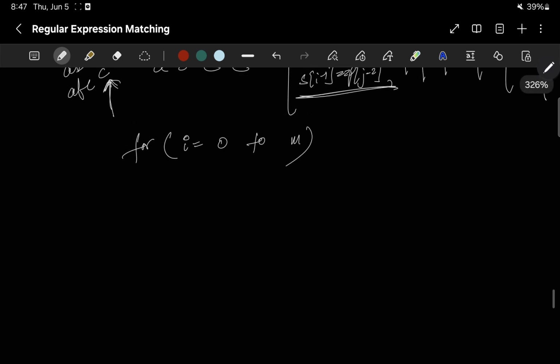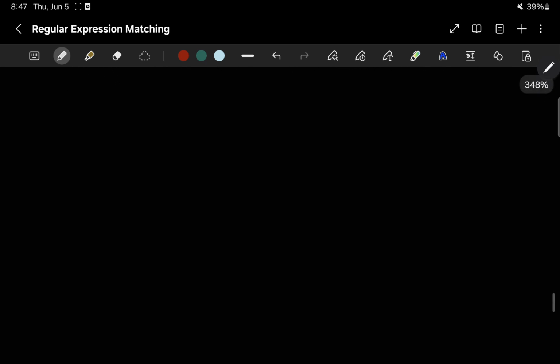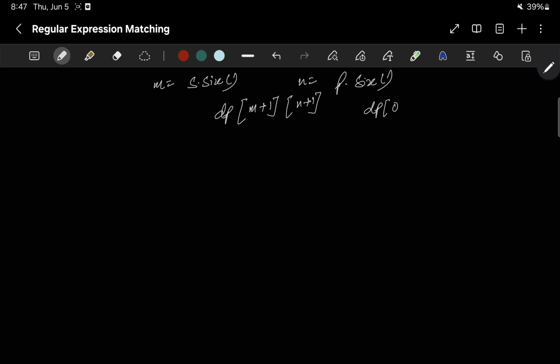Also before that, let me make some things clear. m is equal to size of s, n is equal to size of p, right? And dp has size m plus 1 and n plus 1, right? Also dp 0, 0 is true. So now, let's make entire dp as false, right? Because let's assume everything is false, and then dp 0, 0 is true. Okay.